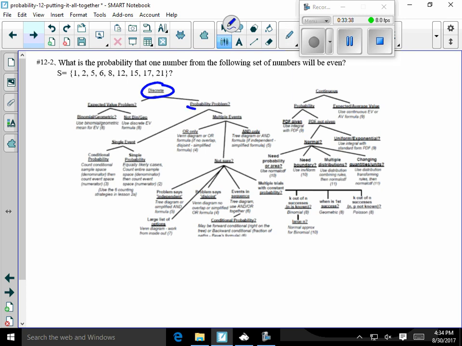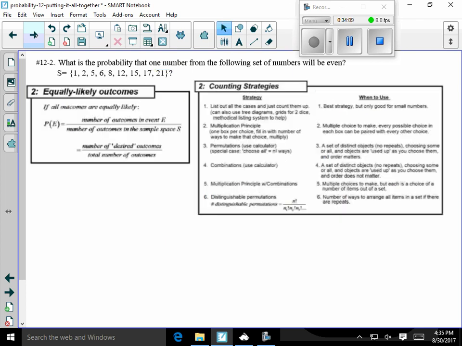We're talking about a probability problem. We're talking about the probability that we're selecting one number, so that makes it a single event. And since it's a single event, it might either be the conditional probability or a simple probability, right? I don't see any condition listed in here, so we're talking about a simple probability, and that means we're talking about equally likely cases and trying to count the event space and count the sample space. Okay, so that's our strategy that we're going to use. That's how we determine the strategy.